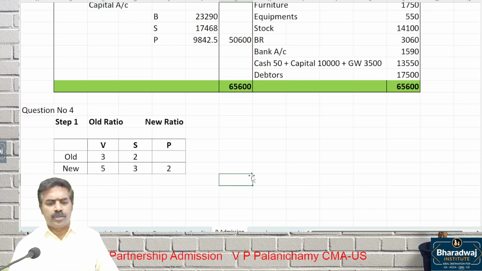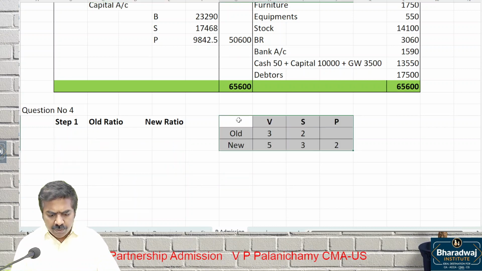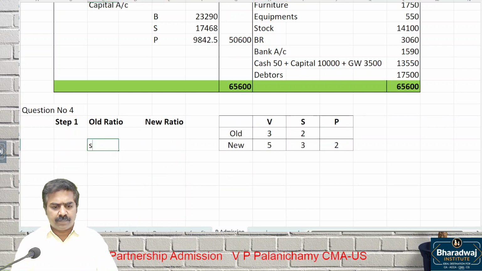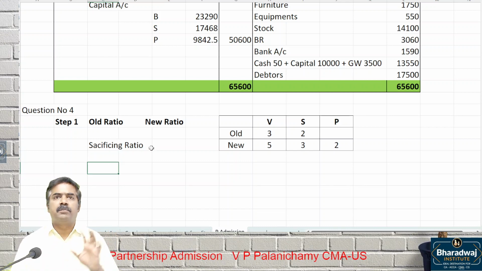Okay, so old ratio is 3:2. New ratio is 5:3:2. In this question, do you require a sacrificing ratio? When is sacrificing ratio required? When goodwill is followed by which method? Premium method. In this question, goodwill is raised.